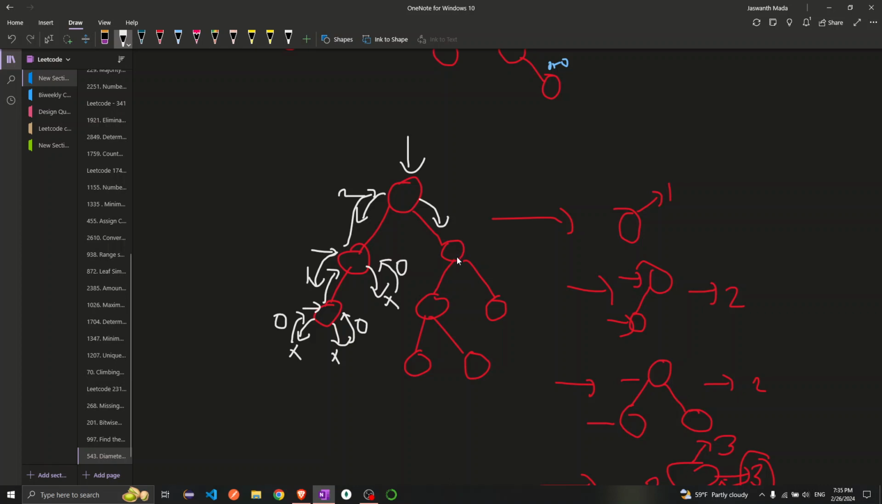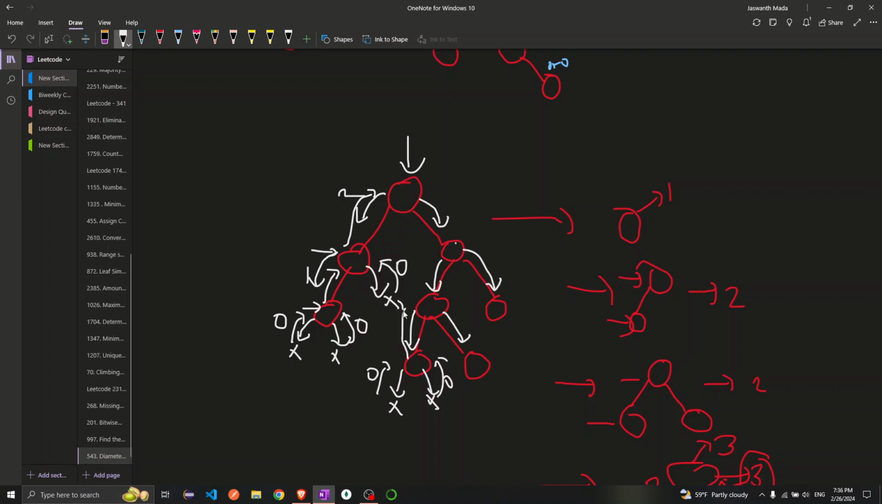Then I'll come here, right? When I come here, from this node I'll ask go to the left and get the height of the tree. Go to the right and get the height of the tree. From here I will also say the same thing. Go to the left and go to the right. From here I will say the same thing. Go to the left and right. This is null and this is null. This will return 0. This will return 0, right? So 0 plus 0, I'm sorry. The maximum of 0 and 0 is 0.